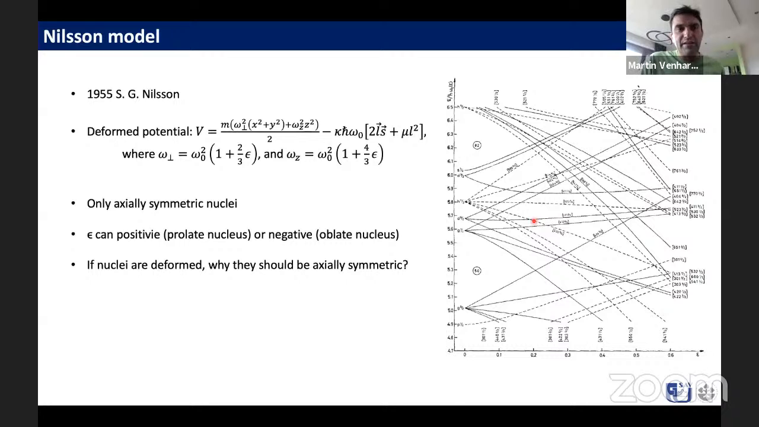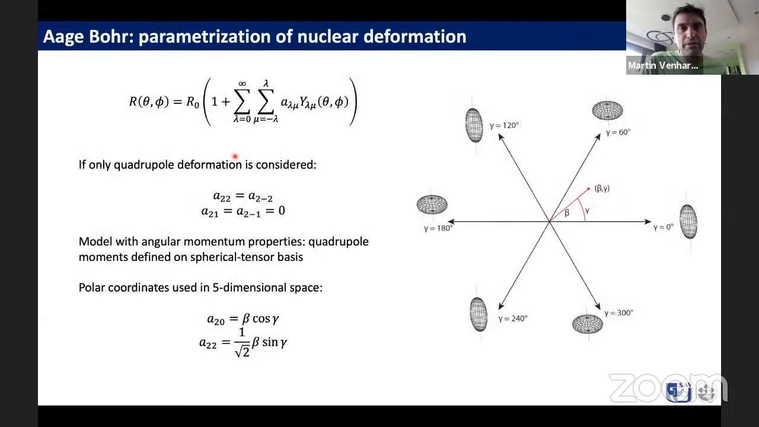So Sven-Gösta Nilsson died relatively young, so he never got the Nobel Prize. However, his collaborators, Ben Mottelson and Aage Bohr, who was the son of the famous Niels Bohr, got the Nobel Prize for this work. But if the nuclei are deformed, why should they be axially symmetric? And this is what Mottelson and Bohr introduced, a different parameterization.